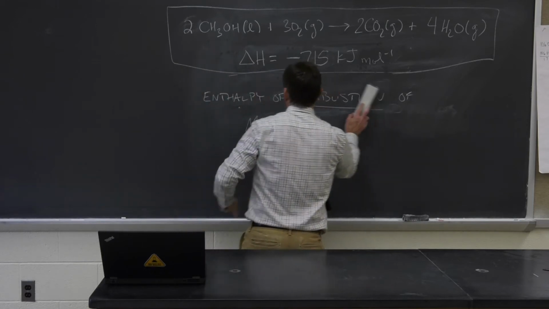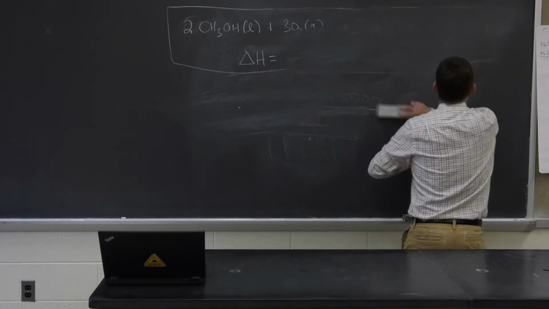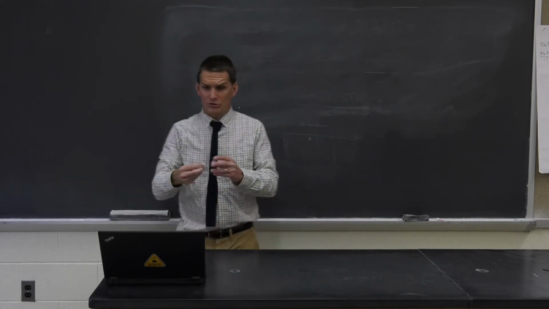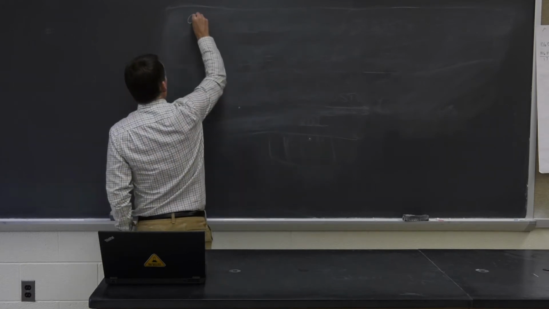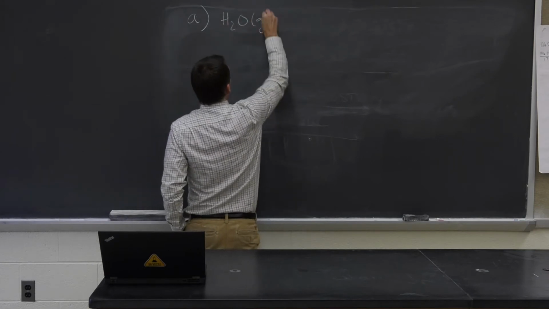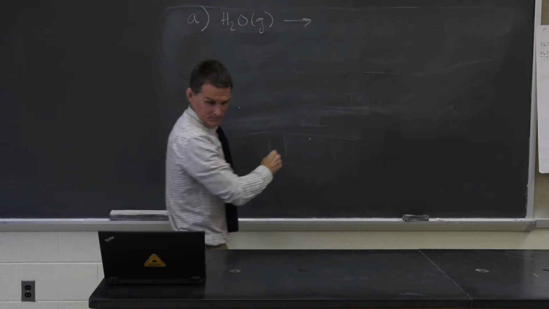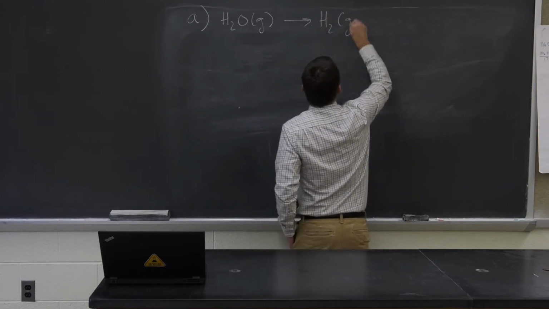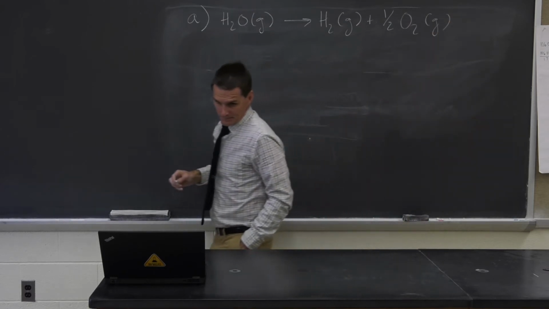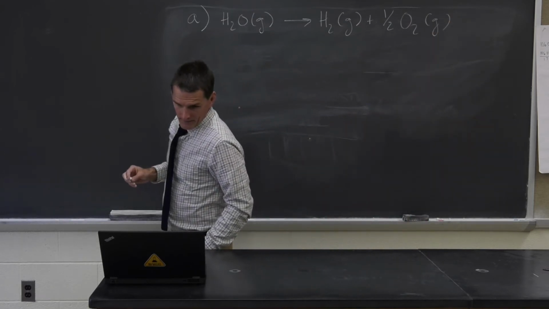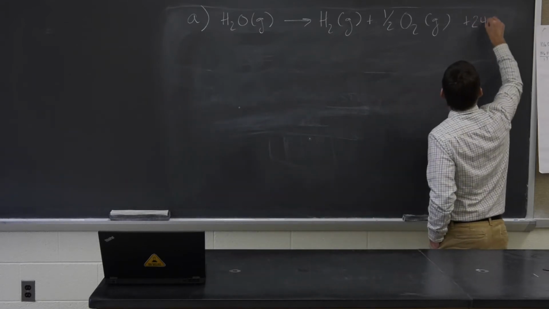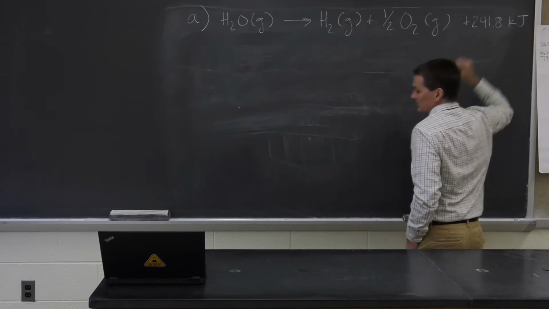Okay, I'm going to write a couple of chemical reactions on the board, and then we're going to have some questions for you to think about based on what we're learning about enthalpy. So we're going to write reaction A. That's going to be gaseous water going to hydrogen gas and half a mole of oxygen gas. Okay, and then we're going to list with that a positive 241.8 kilojoules.